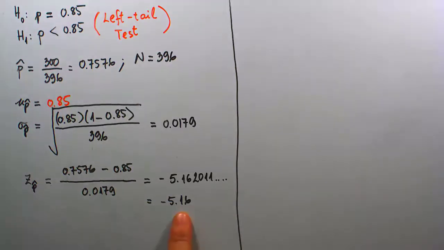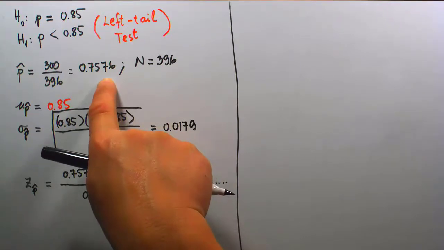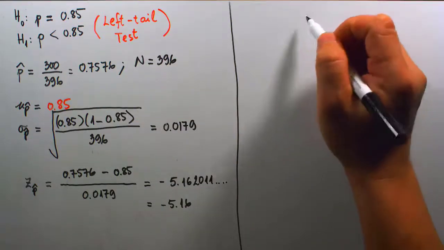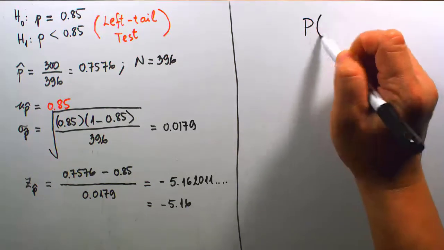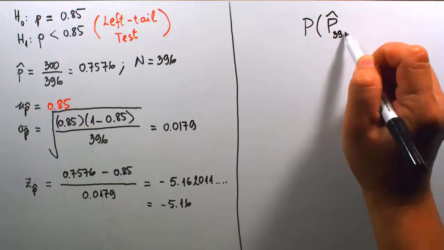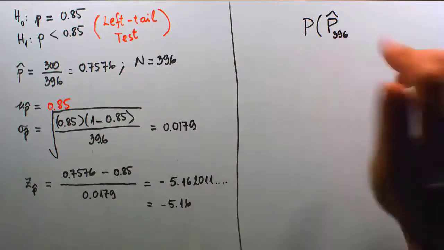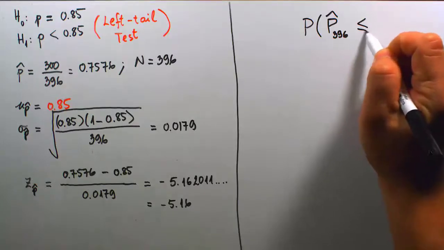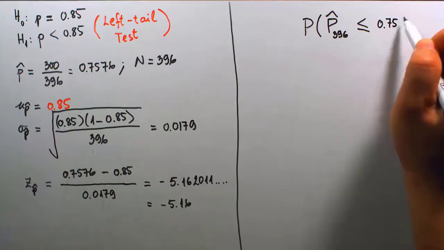So once we have found the z-score for our sample, it's all about realizing that our sample is not the only sample. There are infinitely many other sample proportion values out there. Then now we want to measure the probability where among all sample proportions of size 396, we are going to run into the sample proportion value that's less than or equal to 0.7576.